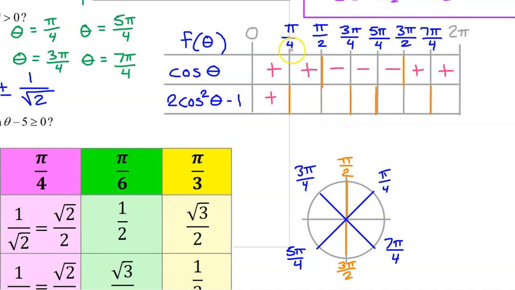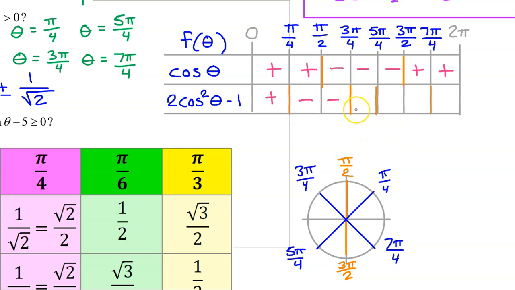How about on the interval from pi over 4 to 3 pi over 4? Well, pi over 2 is on that interval, and, well, let's do this mentally. Cosine is 0 at pi over 2 because that's the x value. So if I plug in pi over 2, I'm going to get 0. 0 squared is still 0. 2 times 0 is 0. So this is gone, and I'm left with negative 1. So that tells me that this factor is negative on this interval.